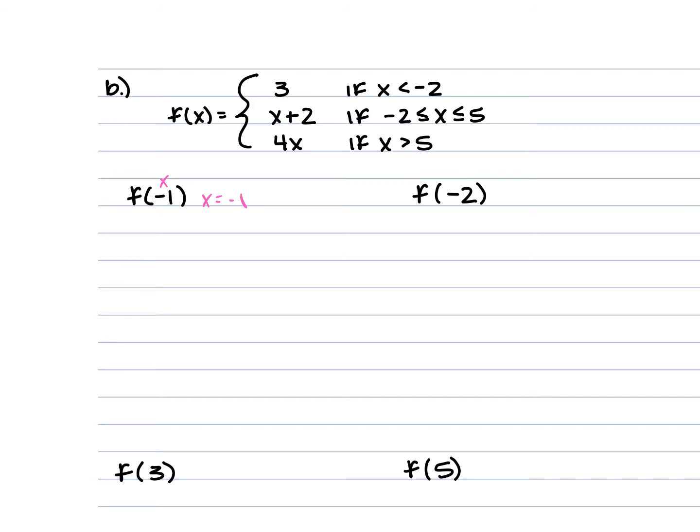The second one, because the first one is talking about x's that are less than negative 2. So that'd be like negative 3, negative 4. Second one is in between negative 2 and 5. And then the third one is x is greater than 5. So negative 1 would be in between negative 2 and 5. So we're using the second piece here.